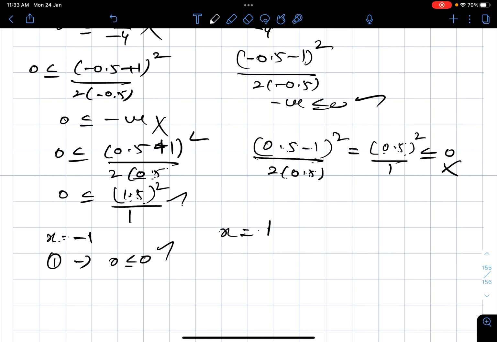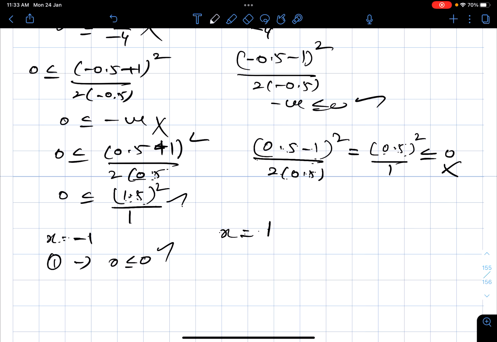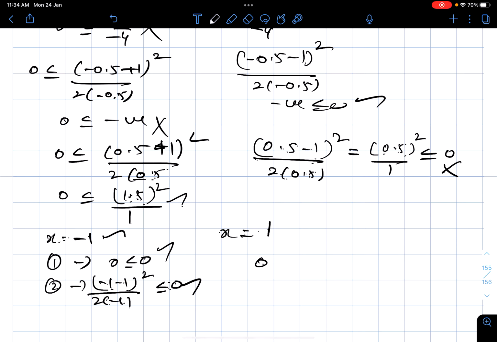And for the second condition, minus 1 the whole square by 2 into minus 1 is going to be negative, which is less than or equal to 0. This also is true. So for minus 1 it is valid. What about plus 1? It is going to be 1 plus 1, 2 by 2, that is 1, so 0 less than or equal to 1. So plus 1 is valid. And in the second condition, 1 minus 1 the whole square, 0 by anything is 0, so 0 less than or equal to 0 is also verified.